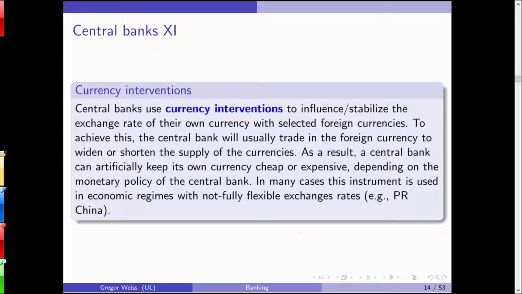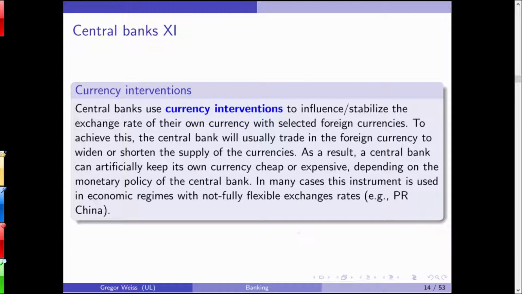And these interventions usually become interesting and quite tedious for central banks if the central bank wants to keep a fixed exchange rate with another currency. This was true for Switzerland, because do you know why?